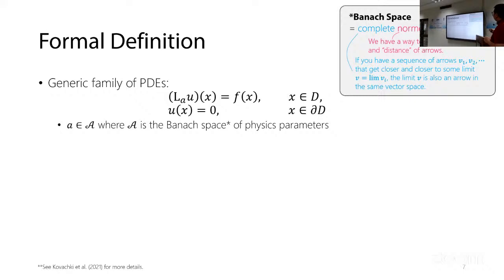Okay, and then complete means that there are no missing points. There's no missing element in that vector space. So this is kind of a necessary condition for us to define an operator in this problem setup. So that's why we introduced this thing called a Banach space into the discussion.